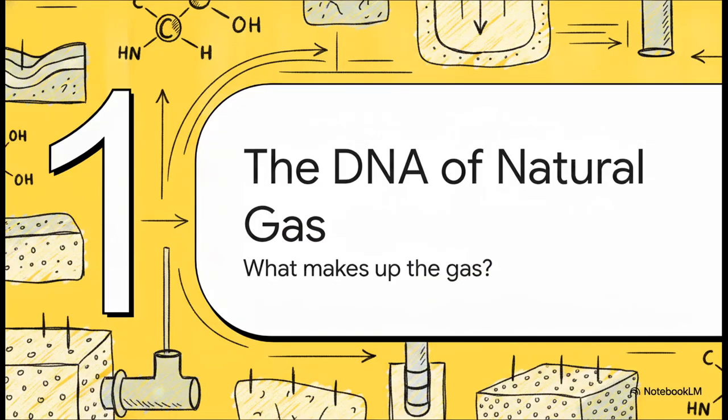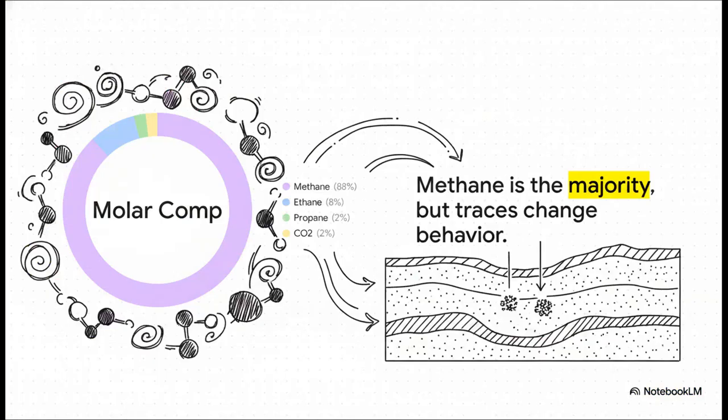Section 1. The DNA of natural gas. So, what exactly makes up the gas down there underground? Let's start at the very beginning. Now, while a standard natural gas sample is overwhelmingly methane, we're talking about 88%, it's definitely not pure. You've got these tiny traces of ethane, propane, and even carbon dioxide mixed in. And as we're going to see, these heavier elements dramatically change how the entire mixture behaves when you subject it to intense subterranean pressure.